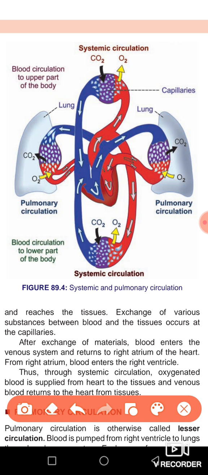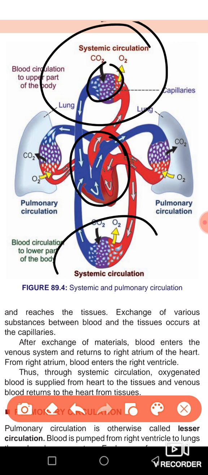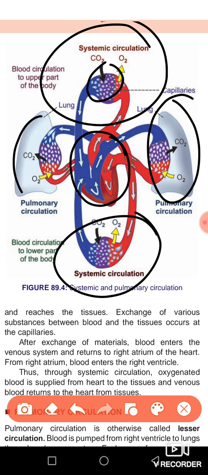So now this is your heart. Where the systemic circulation is going to work, this is your capillary and your body part. Okay, upper body part, lower body part, and this is your lungs. So from your aorta this blood moves into your arterial system, into your capillary, then capillary to veins, and then again returns back into your right atrium. So this circulation is called the systemic circulation.